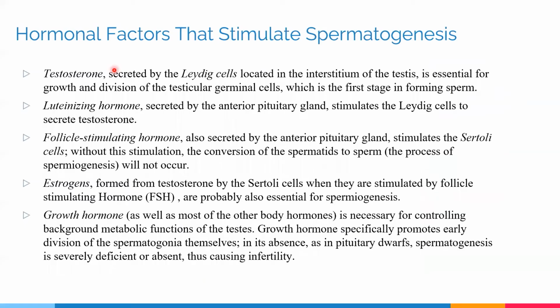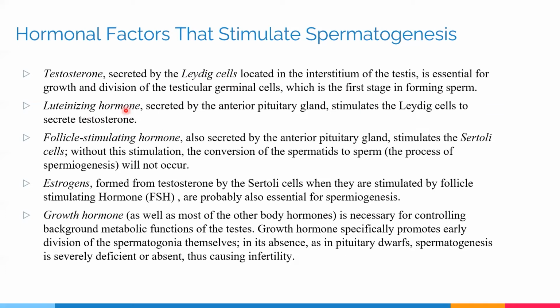Next, let us look into hormonal factors that stimulate spermatogenesis. These include testosterone, secreted by the Leydig cells located in the interstitium of the testis, which is essential for growth and division of the testicular germinal cells, which is the first stage of forming sperm.